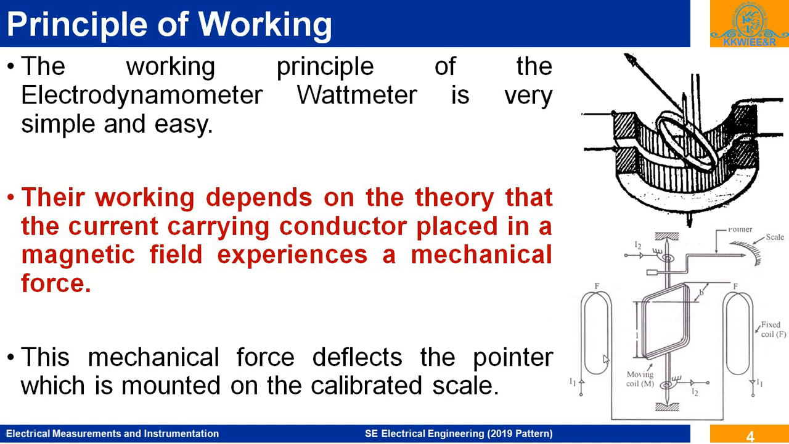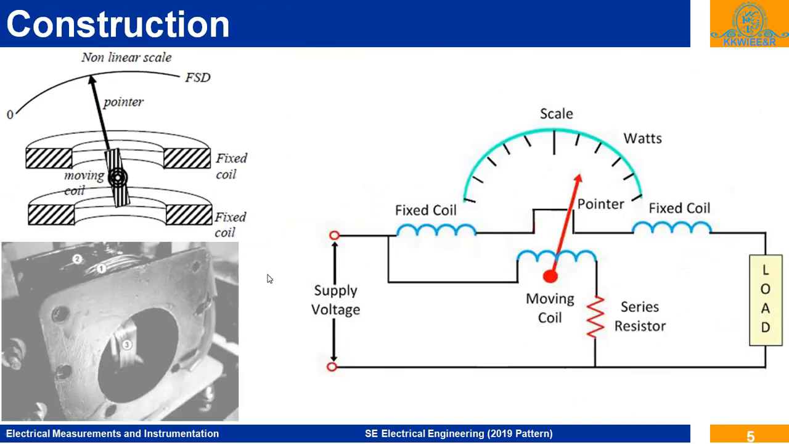As the current through this fixed coil increases, there will be more magnetic flux and more interaction, more magnetic field will be generated, and more deflection will be there. So this mechanical force deflects the pointer, which is mounted on the calibrated scale. In this way we can measure the power.